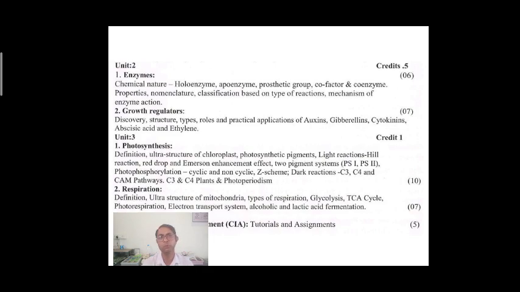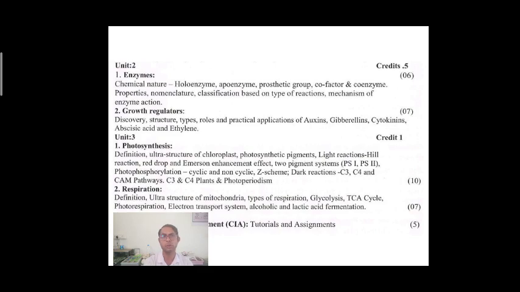Now, looking at unit number 3, it includes the most important part, which is photosynthesis. In this part we are going to concentrate on the definition, the ultrastructure of chloroplast, photosynthetic pigments, light reaction, then the red drop, Emerson enhancement effect, the two pigment system, and other terminologies related to photosynthesis, which are also discussed in this part.